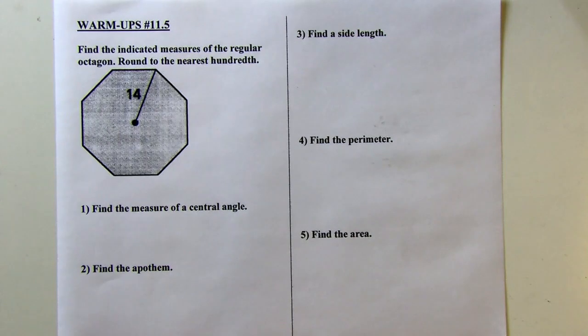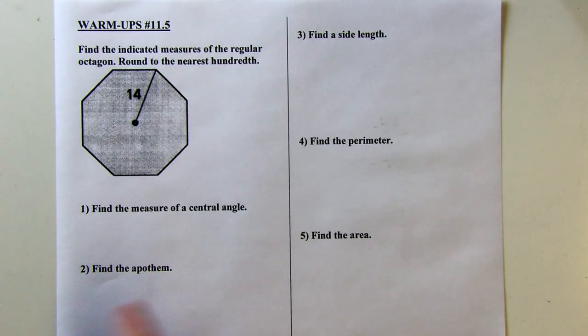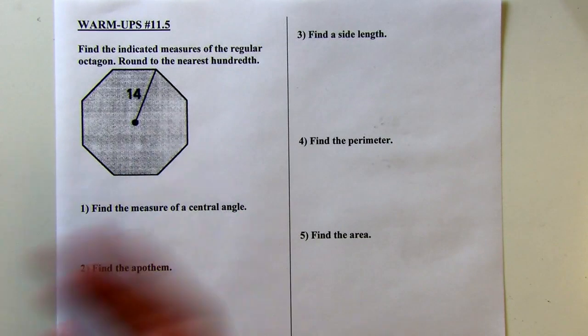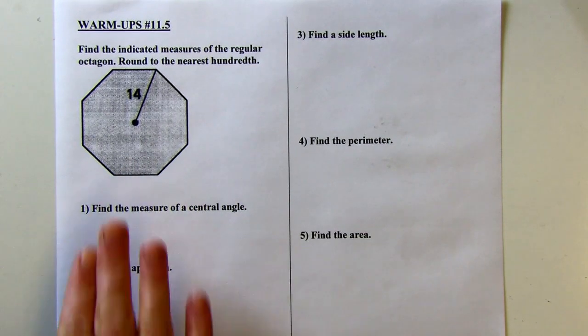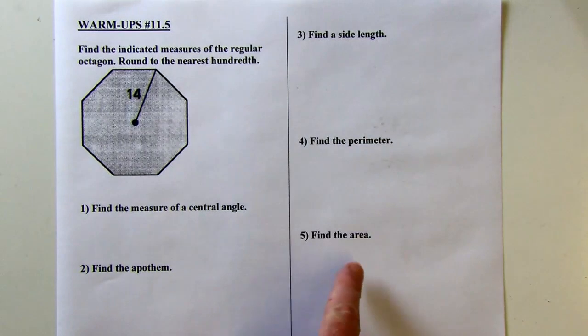Okay, this is warm-up 11.5. We're going to be finding the area of this regular octagon, and this method will work for any regular polygon. So I've got it broken down into sub-questions, but really what we're working towards is finding the area of the whole figure. Okay, so first we're going to find the measure of a central angle.